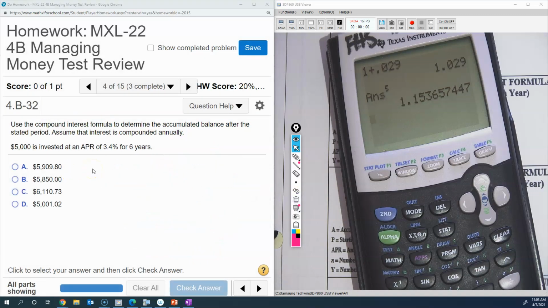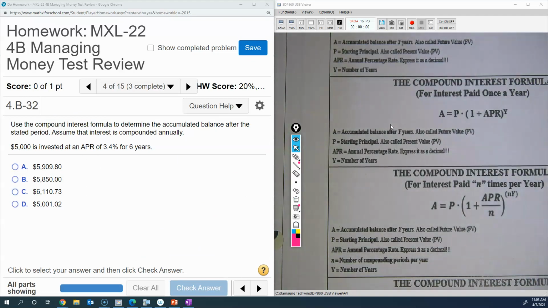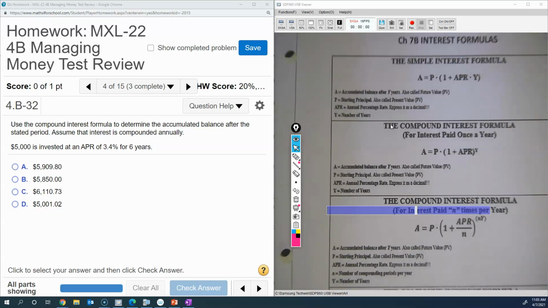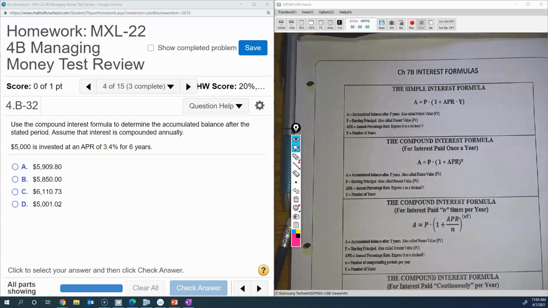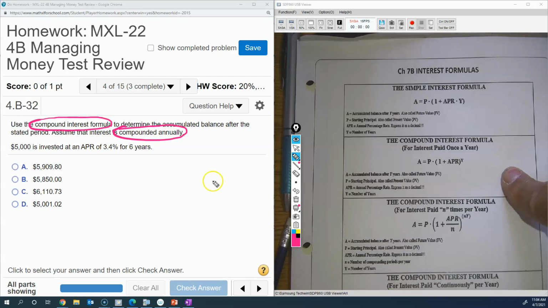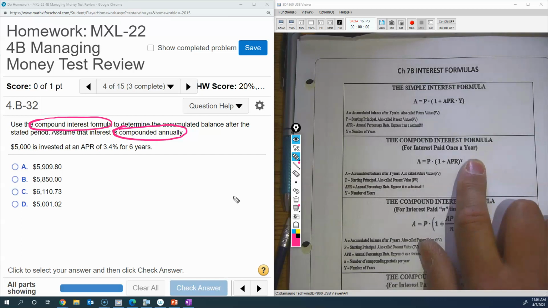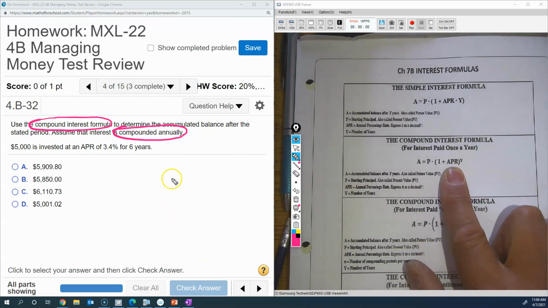All right. So I gotta make sure I get the right formula. If I get the wrong formula, I'm SOL. Okay, now what I'm gonna do here is I'm looking for compound interest. I'm looking for compounded annually. So that's the second equation. So here's what I'm doing right here. It's just like the last one.